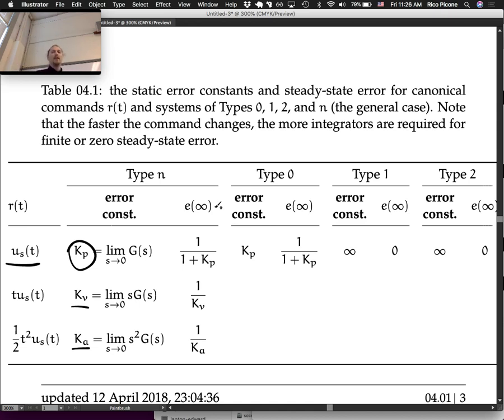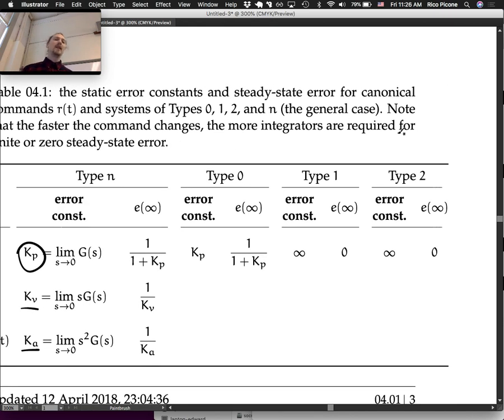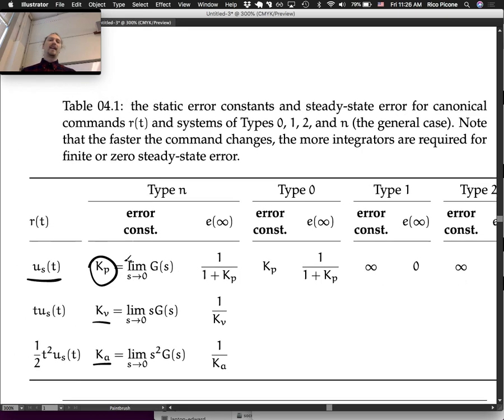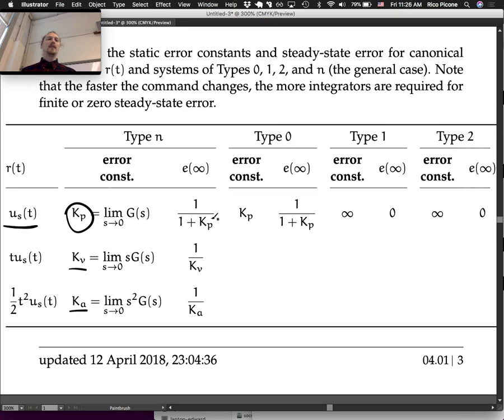If you have one of these typical cases, either a type 0, a type 1, or a type 2 system, these are the most common, then you can go through this table. So if you have a command that's listed here, either a step input, a ramp input, or a parabolic input command, and a type 0, type 1, or type 2 system, we're going to work that out. And I'm actually going to fill in the rest of this table for the remaining bits here.